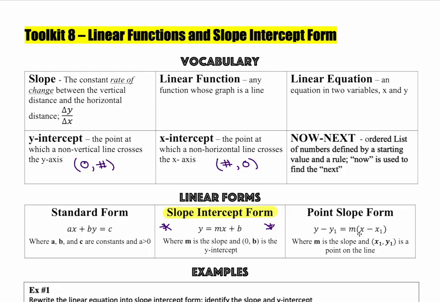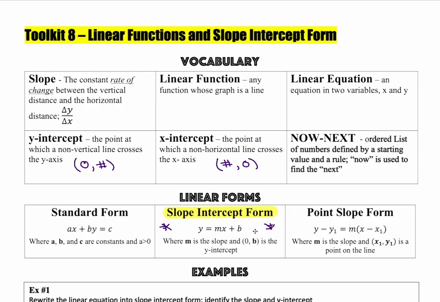It is still the coefficient. And (x₁, y₁) is a point on the line. This could be your y-intercept coordinate, or it could be any coordinate that's on the line. And you would still be able to manipulate any of these equations into slope-intercept, or standard form, or point-slope form. All three of these forms can give you the exact same graph.